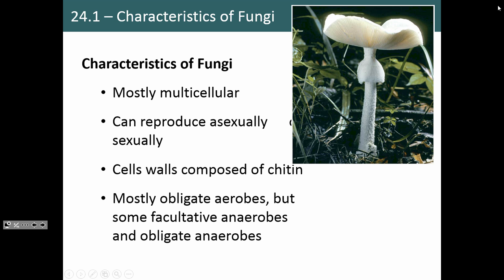So just some broad characteristics. Most of the fungus is multicellular. Not all of it, but the majority of it is multicellular. Also, the majority is capable of reproducing either asexually or sexually. And as with many organisms, asexual reproduction is the rule, and sexual reproduction usually comes into play when the environment is unpredictable or when environmental conditions start to get sketchy and you want to hedge your bets against the future.